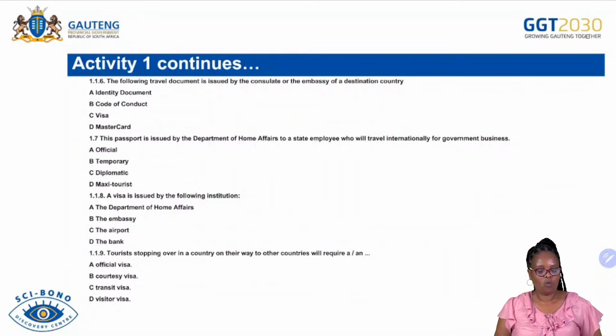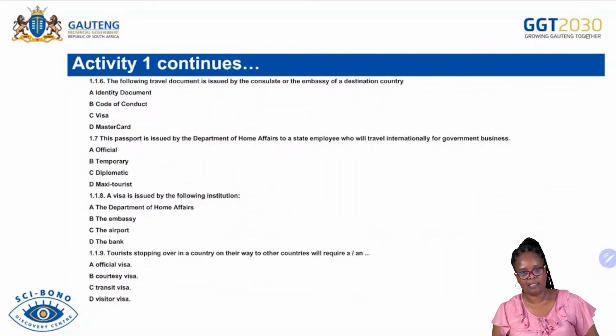Number 1.18, a visa is issued by the following institutions: the Department of Home Affairs, the embassy, the airport, or the bank. So here, number B is the correct one. The visa is being issued by the embassy. Remember, I said that the embassy of the country which you are intending to visit.